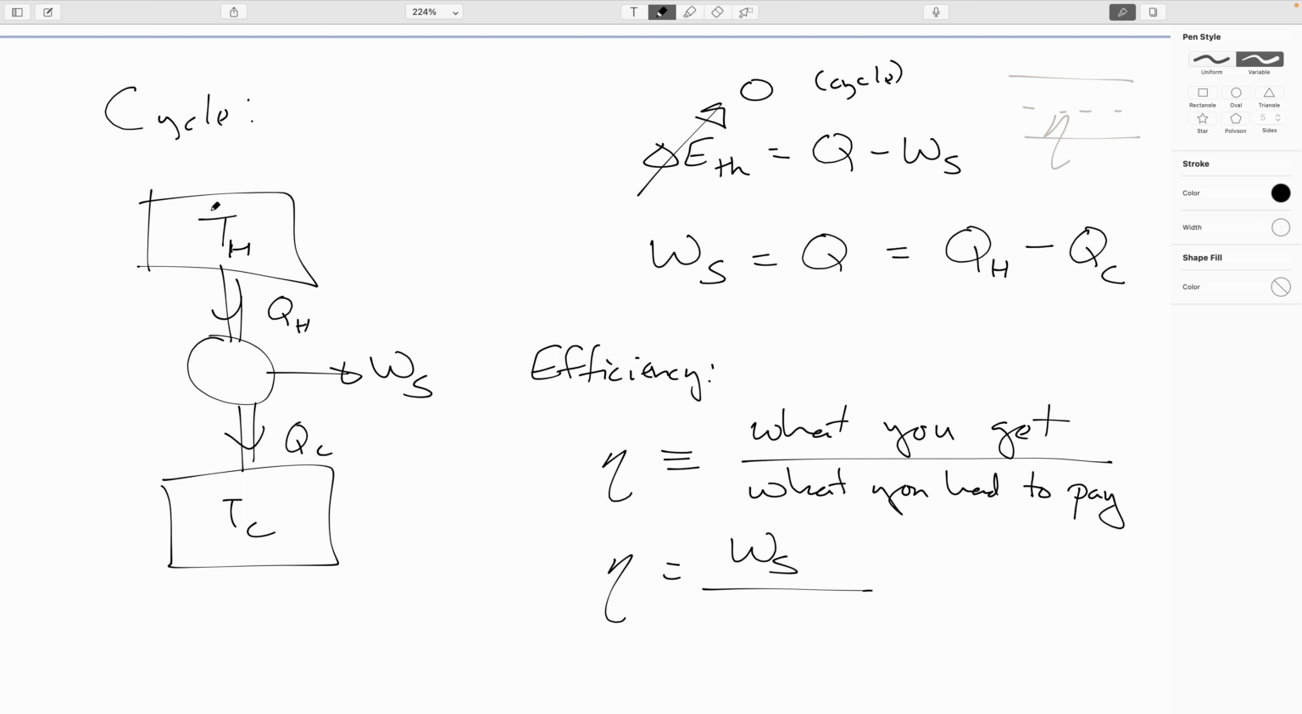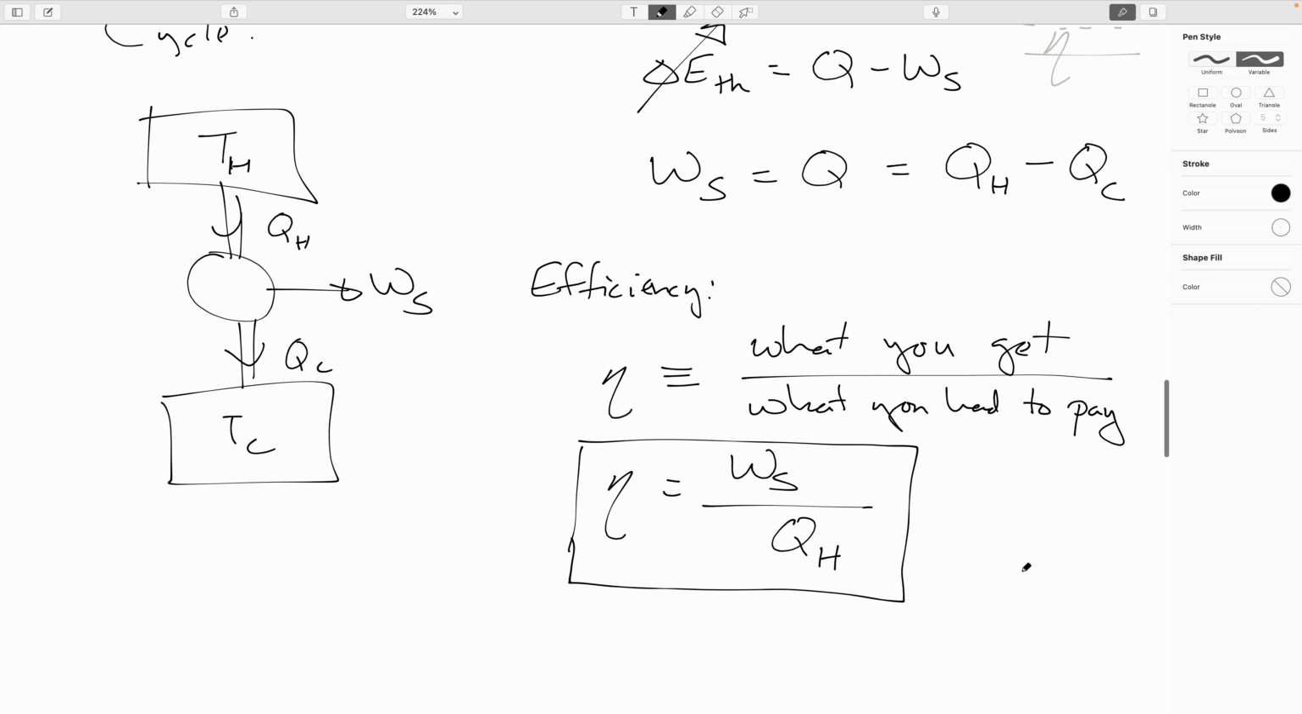Well, typically, in order to maintain the hot reservoir, you're burning fuel, or you're bringing in electricity, or something like that. And so what you had to pay for, often quite literally, is the heat transferred from the hot reservoir. So the heat rejected to the cold reservoir is just a loss, but our efficiency will be the work we get out of a cycle of the heat engine over the heat we extracted from the hot reservoir in a cycle.